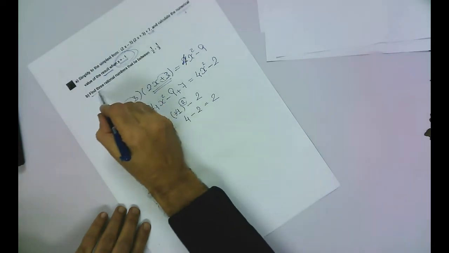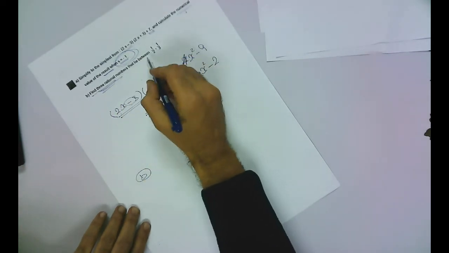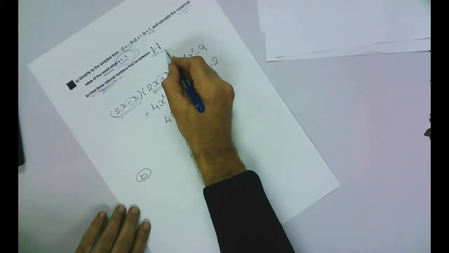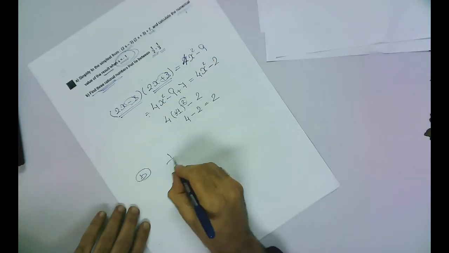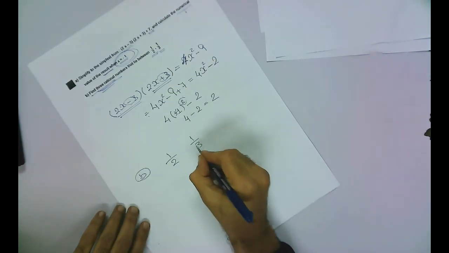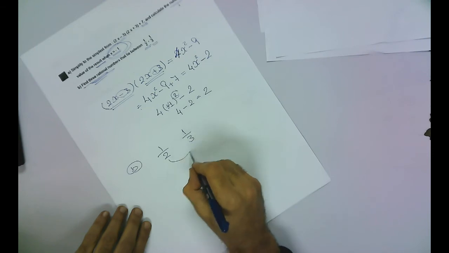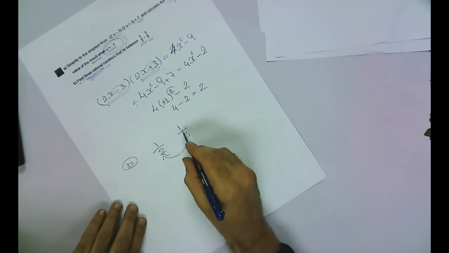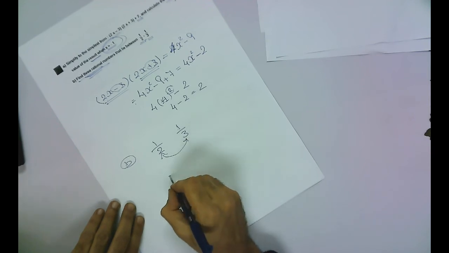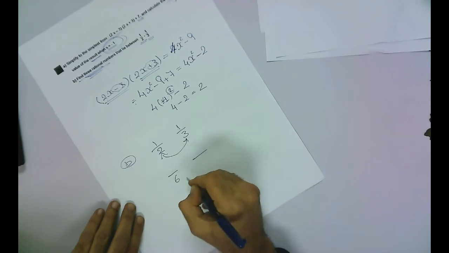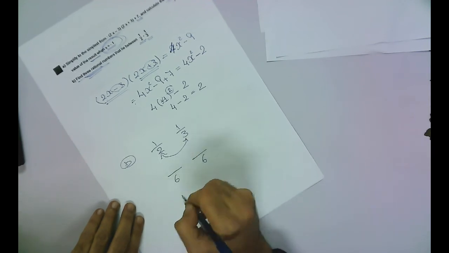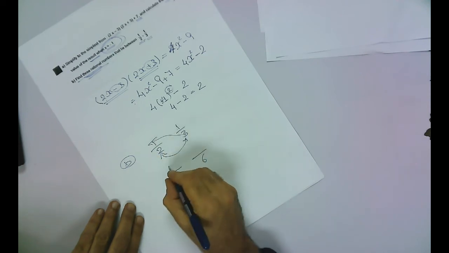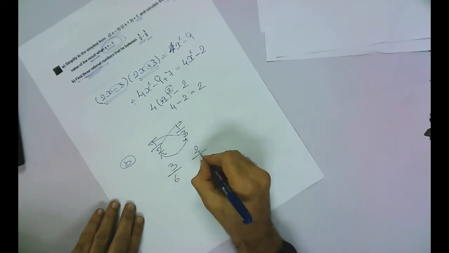We need to find three rational numbers lying between 1 over 2 and 1 over 3. First of all, we must change the different denominators into a common denominator. Multiply 2 and 3, so the new denominator will be 6. 3 times 1 is 3, 2 times 1 equals 2.